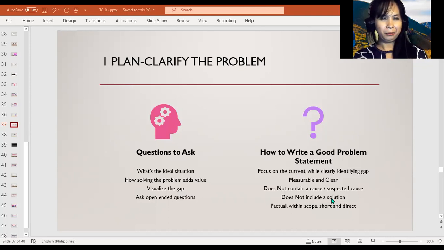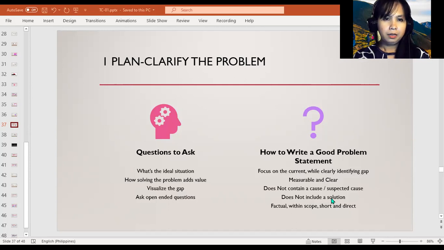Okay, now next we put our attention to how to write a good problem statement. This is an extremely important part of practical problem solving, if I may emphasize. So first of all, problem statements should be focused on the current situation while clearly identifying the gap. Problem statements should also be measurable and clear. So in other words, using words like a lot or not enough is not sufficient. Instead, we need to be clear and state exactly what we are dealing with.